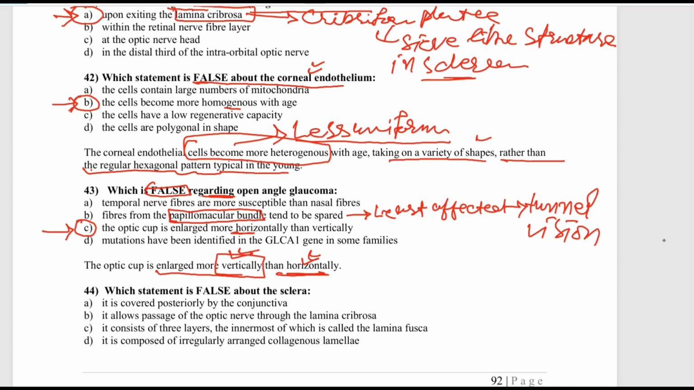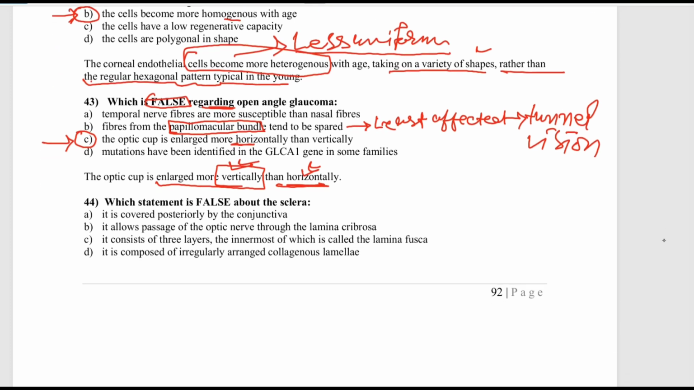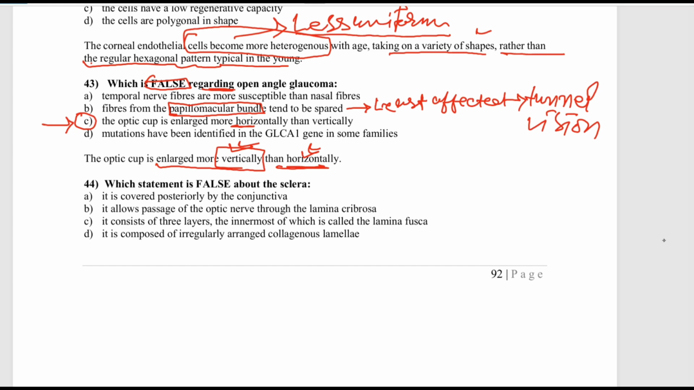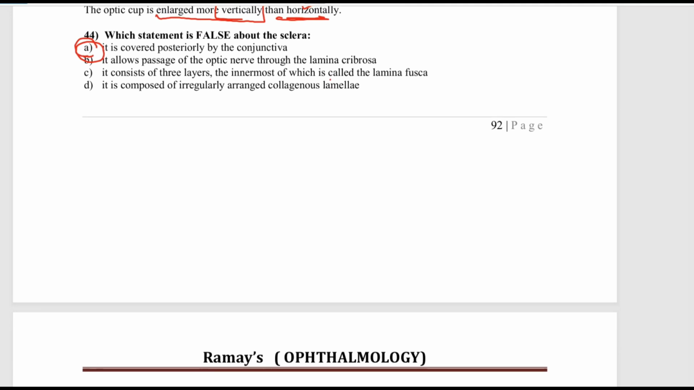The next question is, which statement is false about the sclera? The options are: it is covered posteriorly by the conjunctiva; it allows the passage of the optic nerve through the lamina cribrosa; it consists of three layers, the innermost of which is lamina fusca; it is composed of irregularly arranged collagenous lamellae. So the correct option here is, it is covered posteriorly by the conjunctiva. No, this is not covered posteriorly by the conjunctiva.